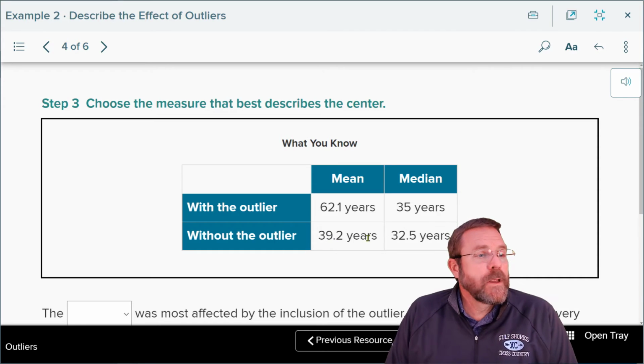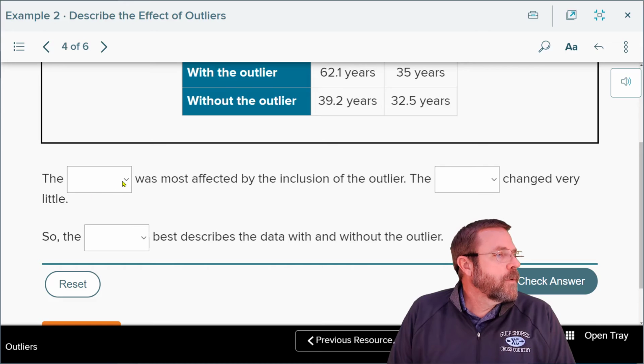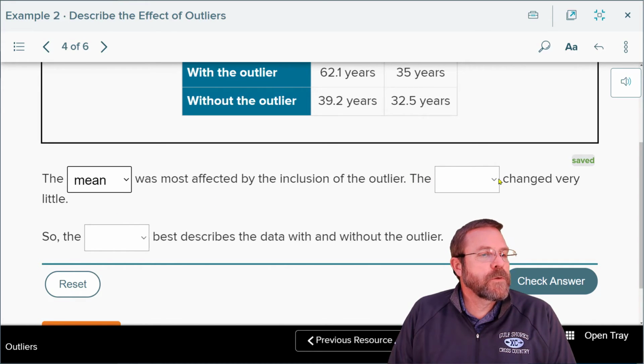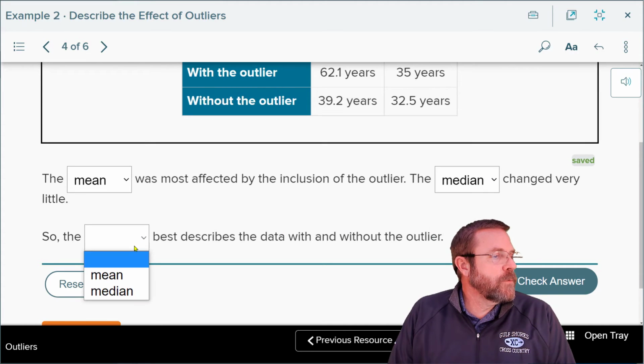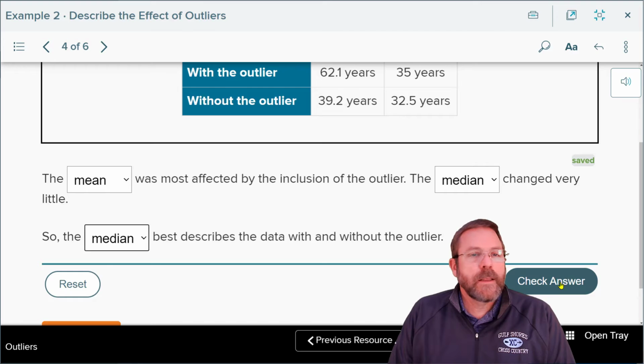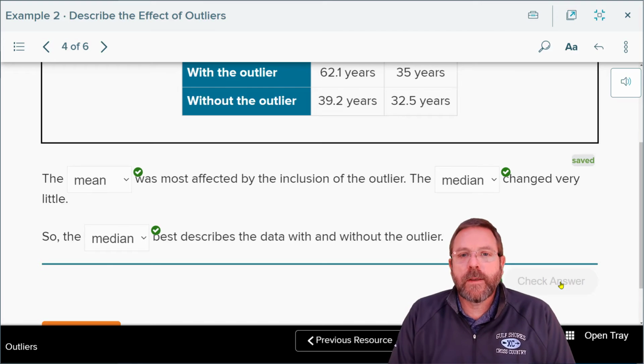That is a reason when we're dealing with an outlier, we always use the median as our measure of center instead of the mean. So scrolling down here, we can say that the mean was most affected by the inclusion of the outlier, and that the median changed very little. Therefore, the median is going to best describe what we are representing in our data.